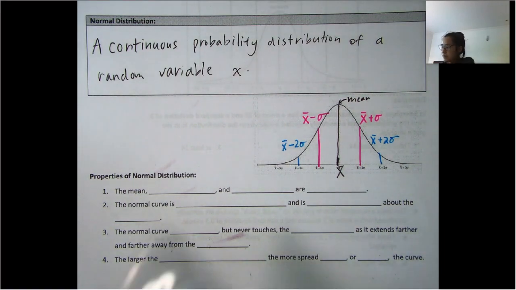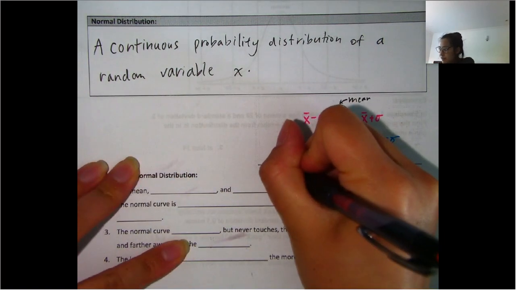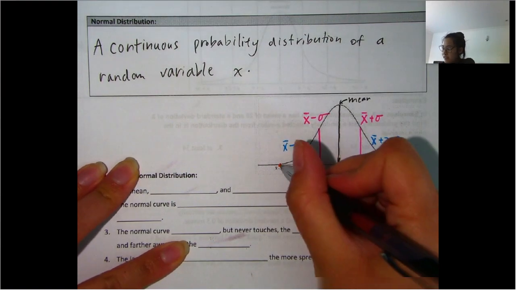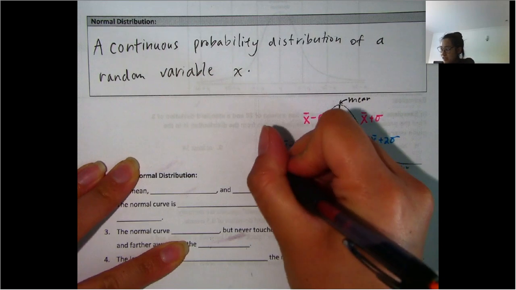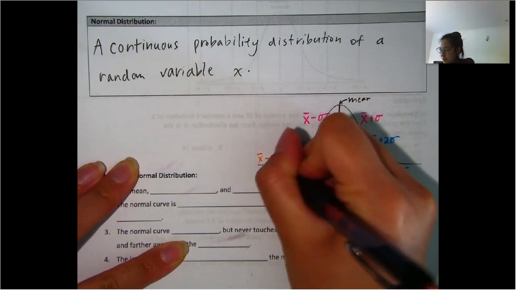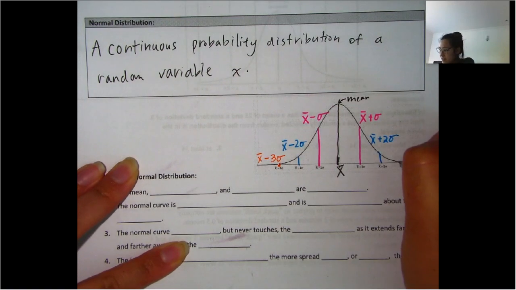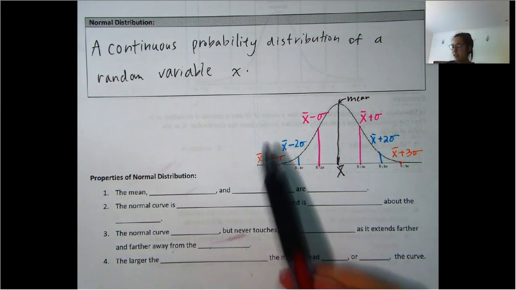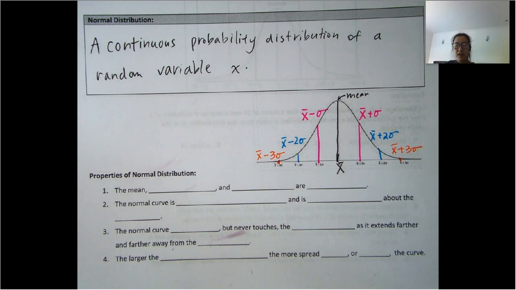All right, and this last one, so going from this to this, that's 1, 2, 3 standard deviations. So x bar minus 3 standard deviations, and then same thing right here, this is x bar plus 3 standard deviations. Okay, so this is a normally distributed curve, and that's kind of how your standard deviations are going to look, either scaled in or scaled out.